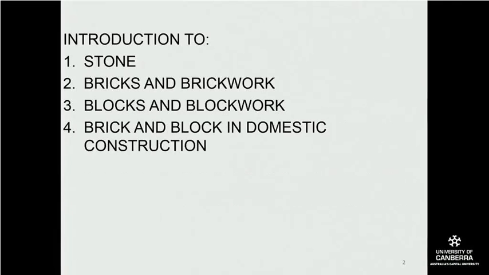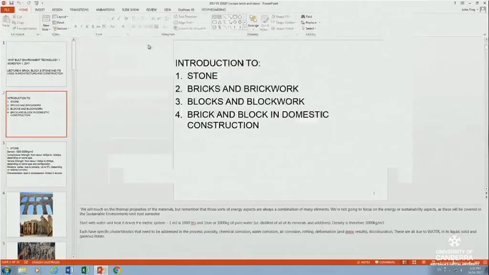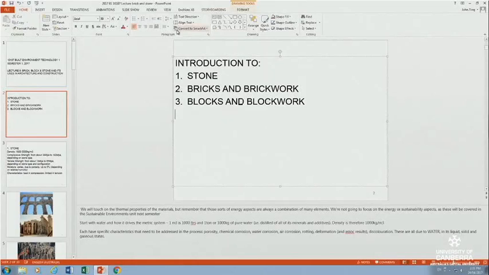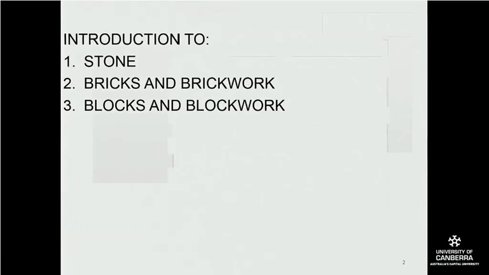So what we'll do is we'll look at these four things. Actually, I am going to plan B it and get rid of number 4 because we're not actually going to do that. So we'll look at stone, which is a traditional form of masonry, followed by bricks and brickwork, which was also very traditional, but perhaps not as old as just finding rocks and piling them up. And then on to blocks and block work, which really refers to concrete blocks.